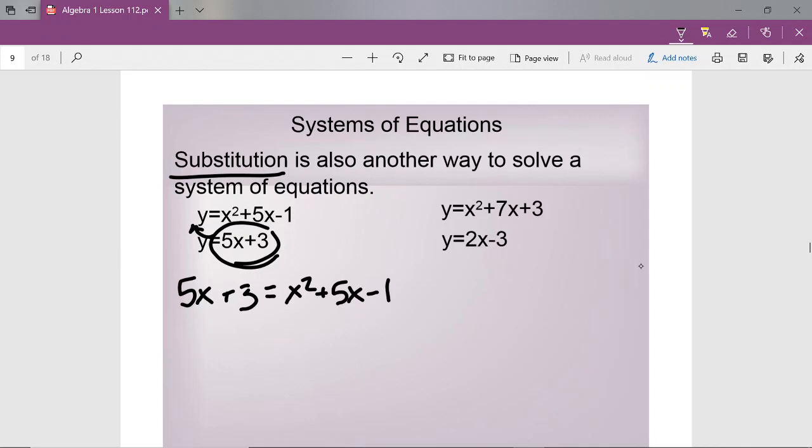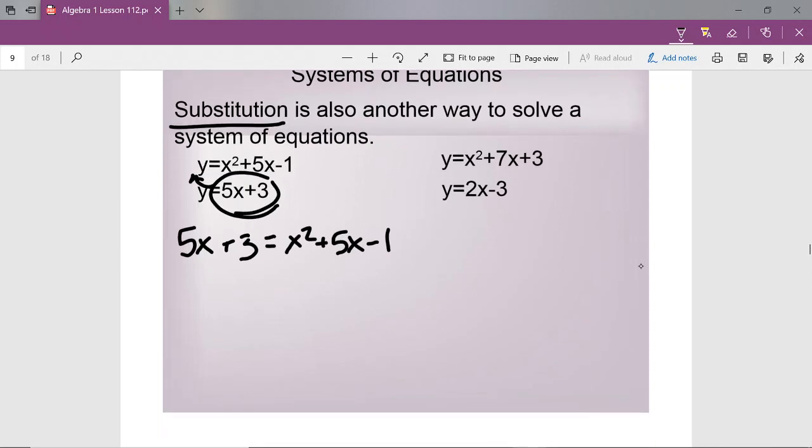And then I need to get everything on the same side to solve for x. This goes back to our skills of solving a quadratic equation by algebra. So I'm going to subtract 3 and subtract 5x, so I have 0 on one side. And I do the same on the other side, minus 3 minus 5x. I end up with x squared, those go away, minus 4.